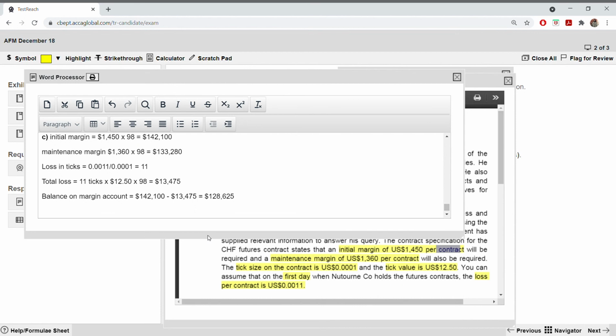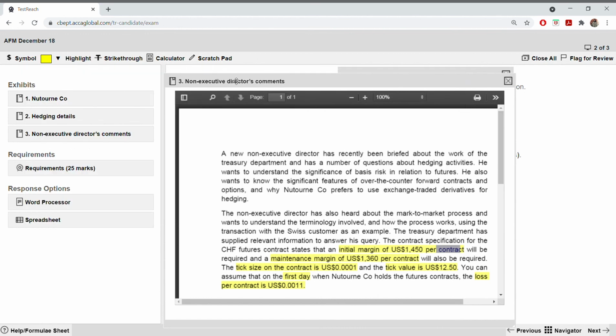Now, alternative solution. What is the alternative solution? In the answer, they are also saying that in some exchanges, not all, sometimes you might have to increase the variation margin up to the initial margin, not only the maintenance margin. So in that case, variation margin would be $13,475. But that's not so important. So with this, we have finished question number 2 in the December 2018 paper.